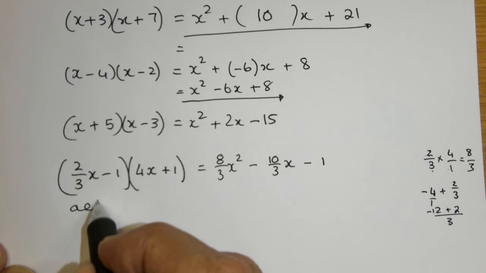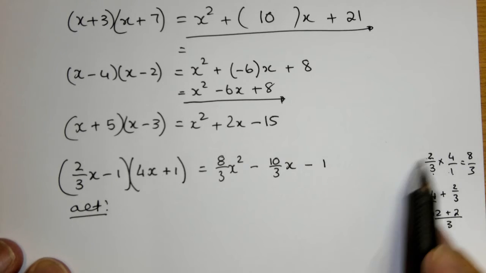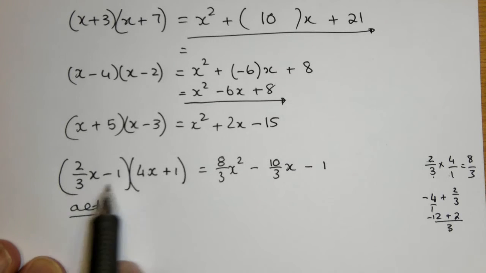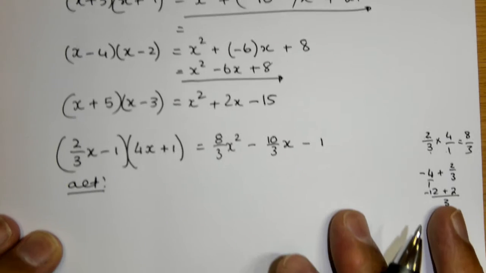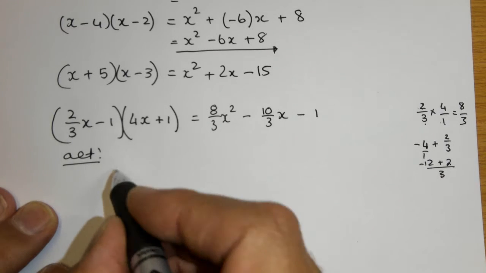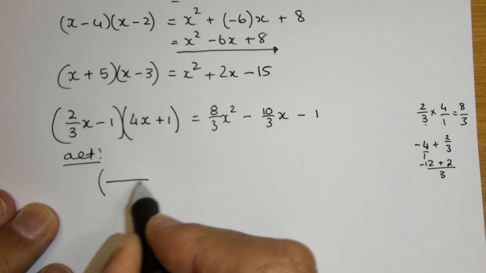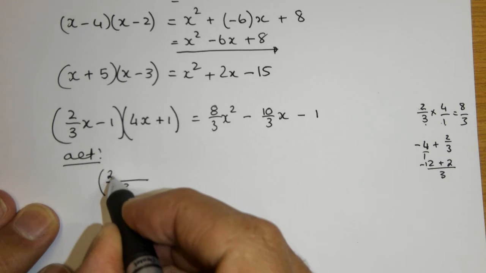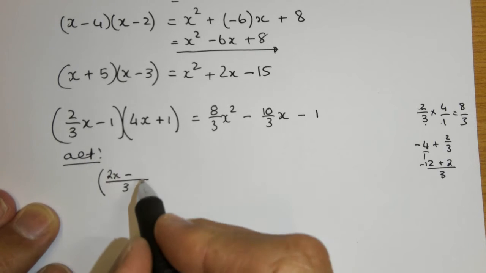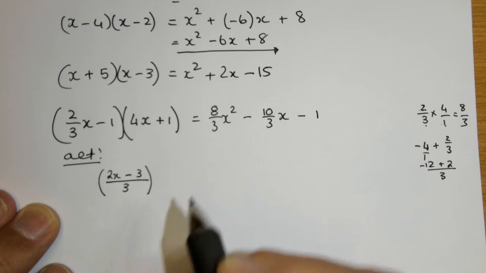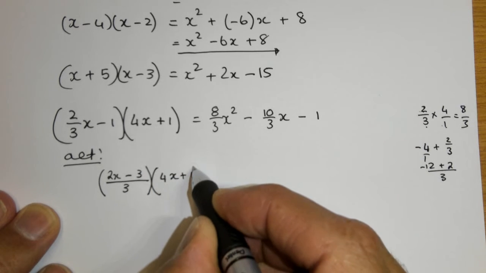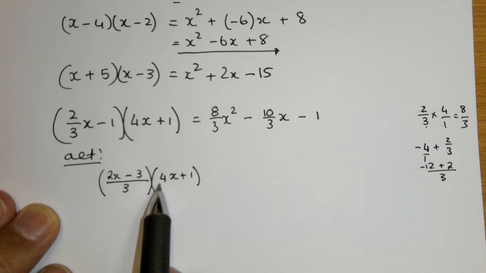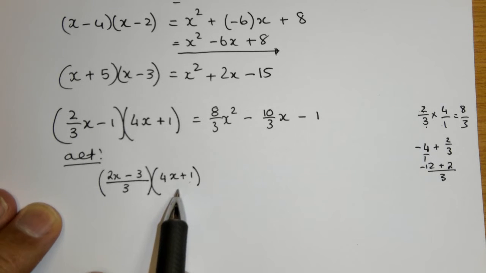An alternative, if you're scared of making fraction mistakes, is to first add these two in this bracket before you distribute. Okay, let's see how that works. Here in the first bracket, the common denominator is 3. So I'll have 2x minus 3 over 3. And in the second bracket, I've got my 4x plus 1. Now remember, this can be seen as 4x plus 1 over 1.